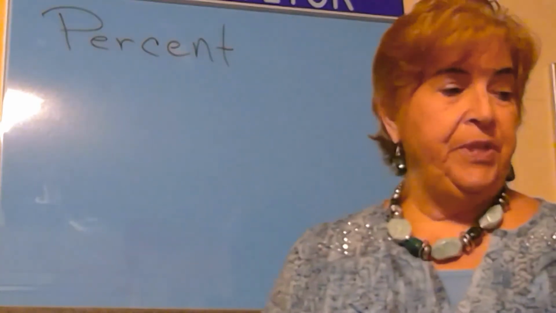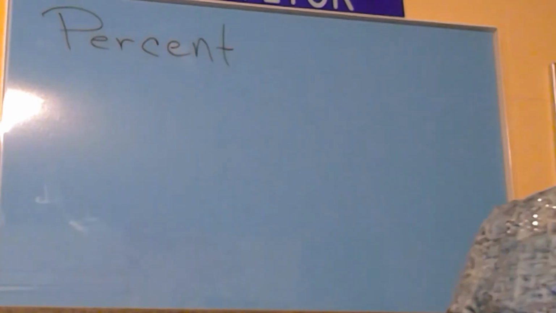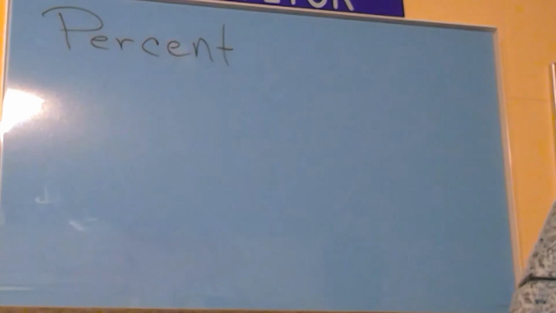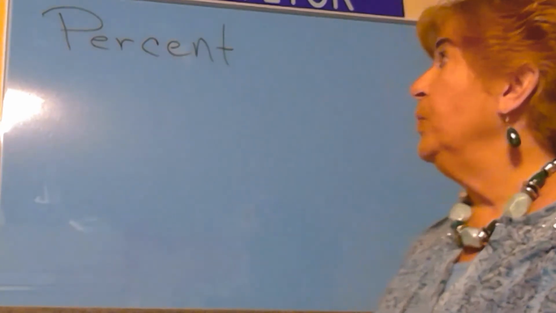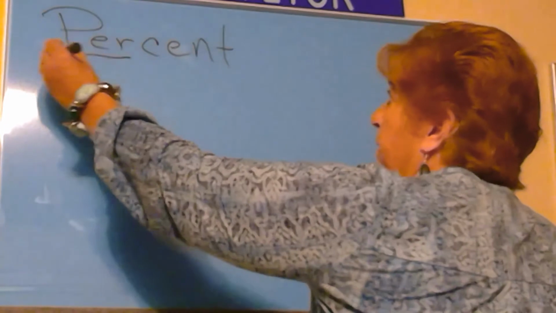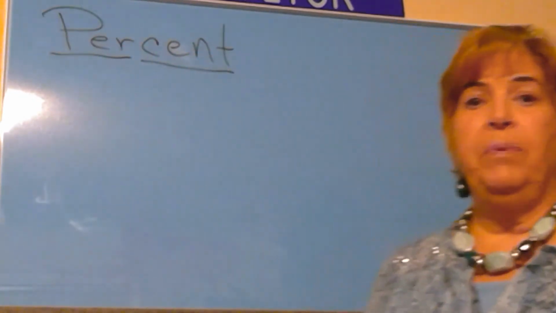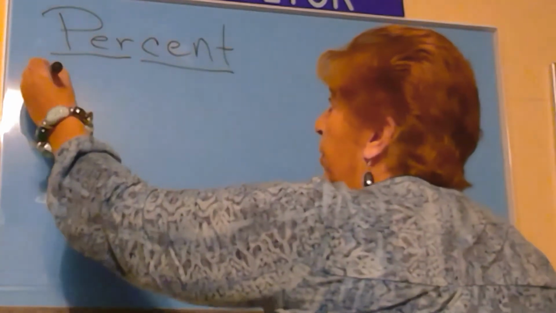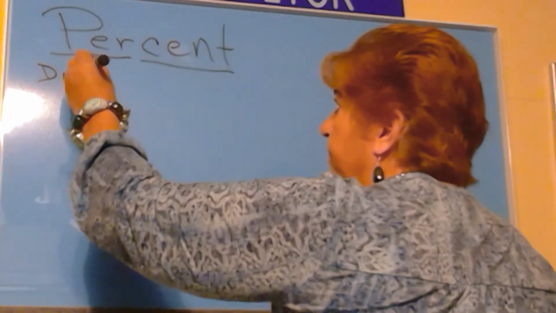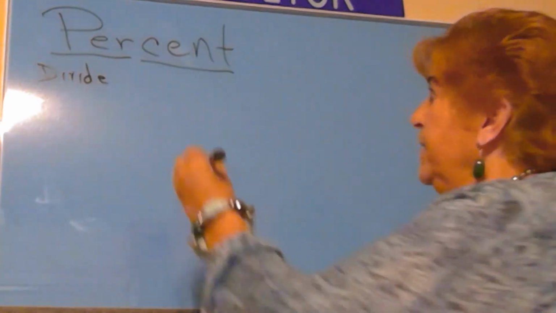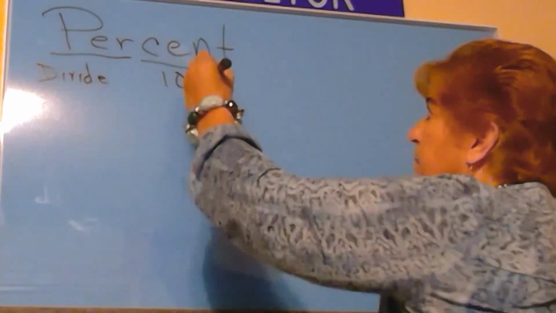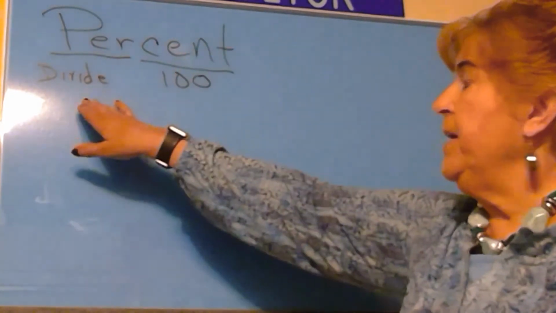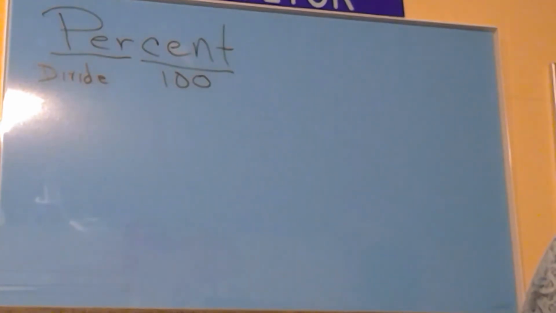We're going to look at percents. Many of you have probably worked with percents before, but this is our first lesson in this class, so that's where we start. Percent is made up of actually two words, per and cent. Per means you're going to divide. Cent means 100. So whenever you see percent, it means you're going to divide by 100.